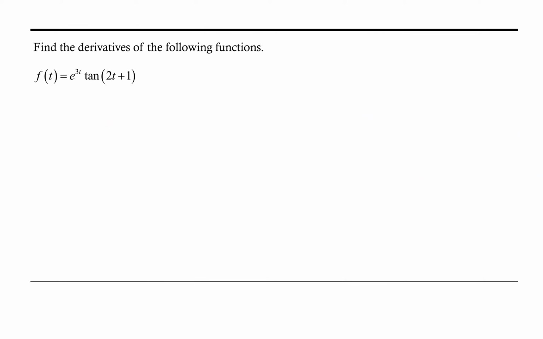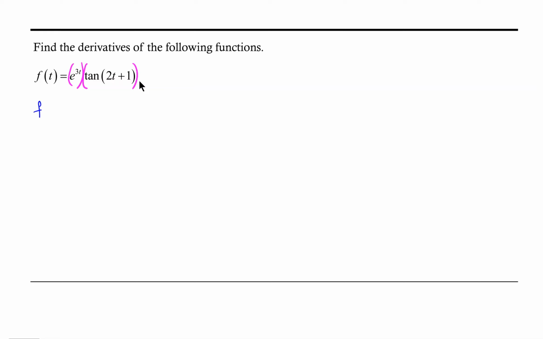So here's our third example. We want to find the derivative of f of t equals e to the 3t times tangent of 2t plus 1. So in addition to using the chain rule, we will need to be using the product rule because we have an exponential function being multiplied by a trigonometric function. So let's go ahead and get started.